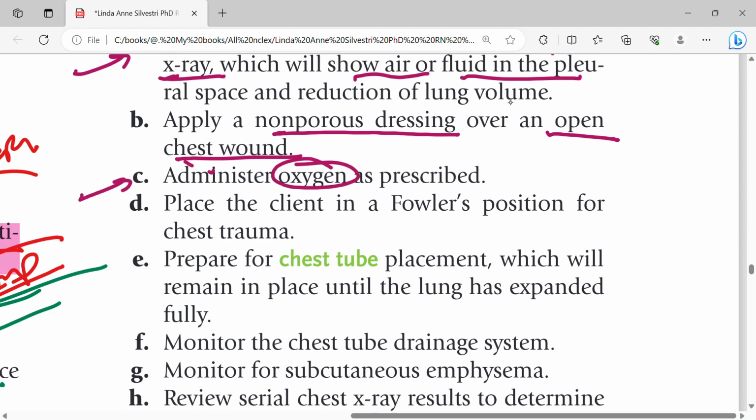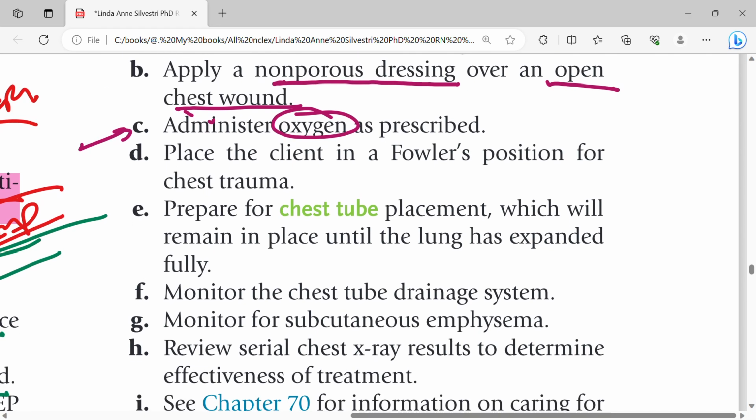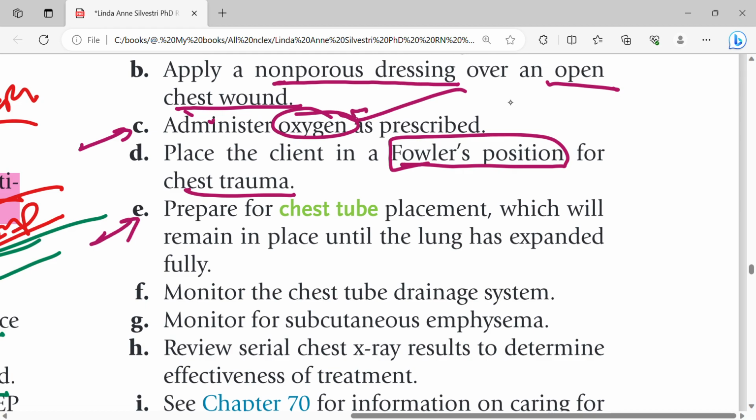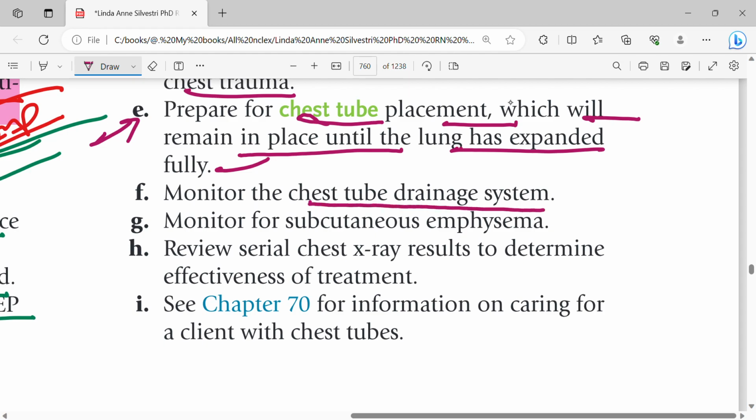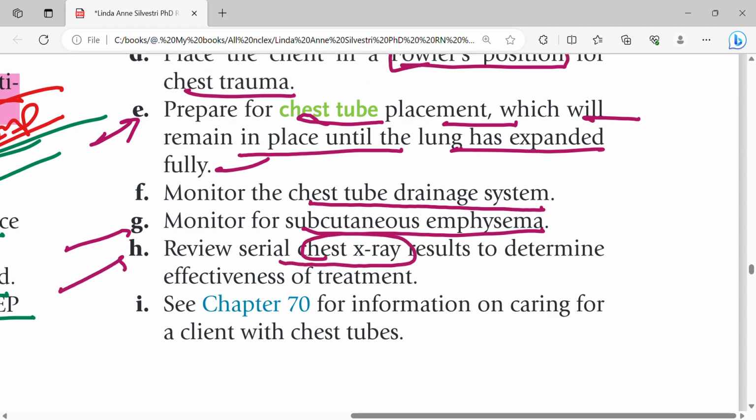Administer oxygen. This is the first priority. First priority is Fowler's position, then provide the oxygen. Okay, chest trauma. Provide the oxygen, then provide the Fowler's position. Prepare for chest tube placement, which will remain in place until the lung has expanded fully. Monitor the chest tube drainage system. Monitor for subcutaneous emphysema. Review serial chest X-ray results to determine effectiveness of treatment.